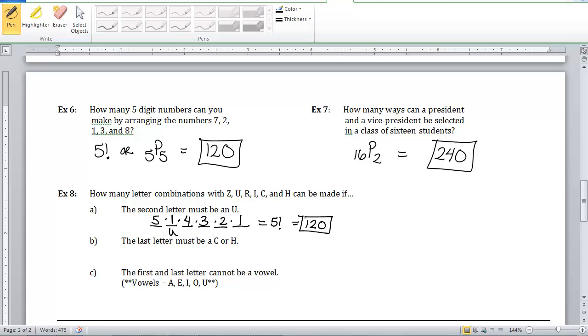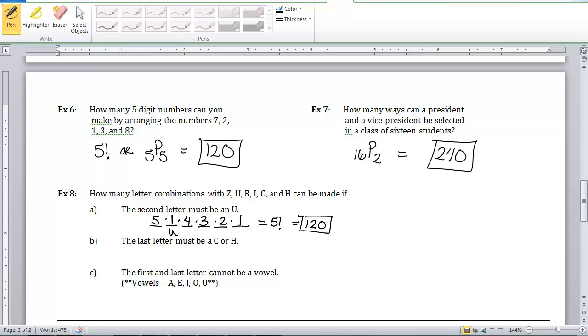Now another way that you can think of that, if you want to use the permutations, is you have 6 letters, but one of them already has a spot. What do you do with the other 5? 5 factorial.